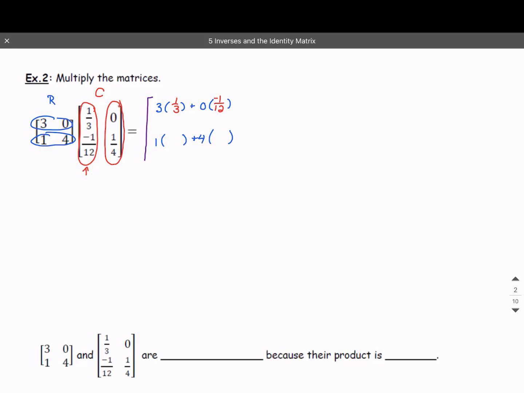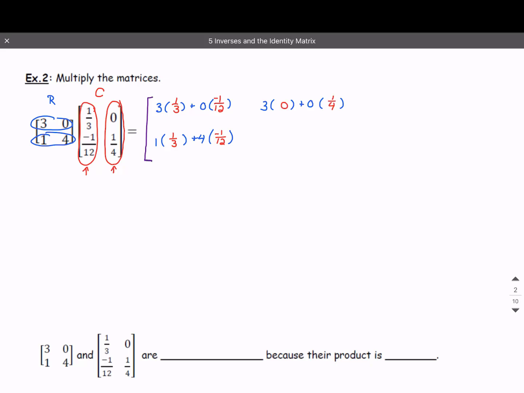And I'm still in column 1, so it's 1/3 and negative 1/12. If I try to move down, I'm out of rows in my first matrix, so I can close that off here. And now I'm going to go back up to the top, and I'm back in row 1, so it's 3 times something plus 0 times something. Now my somethings, this time I'm in column 2, which means I have a 0 and a 1/4.